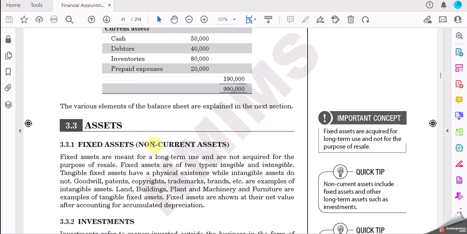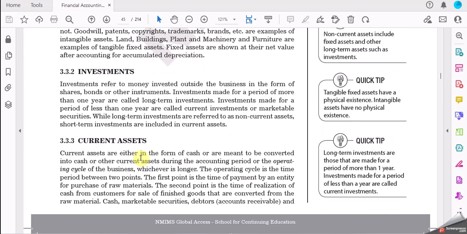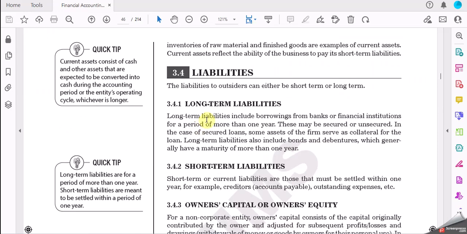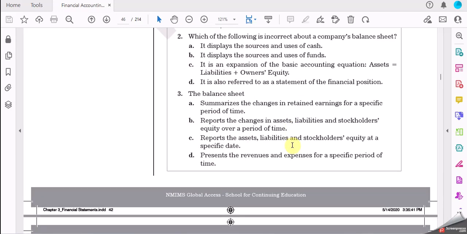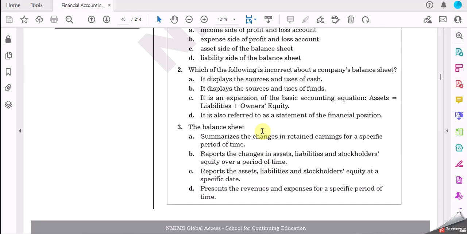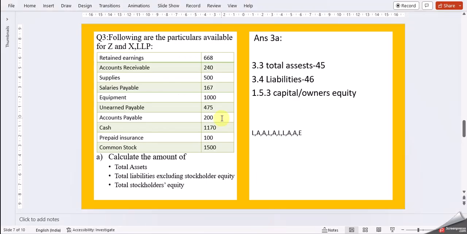liability. So here you have assets. What kind of assets? Fixed assets, current assets, investments, current investments, and then liabilities, long-term and short-term, and owner's capital or owner's equity. So here you have the information which you can take up and come up with close to 500 words. And here you have to identify in these transactions what is your liability and what is your asset, so that you can go ahead and put up your total values.